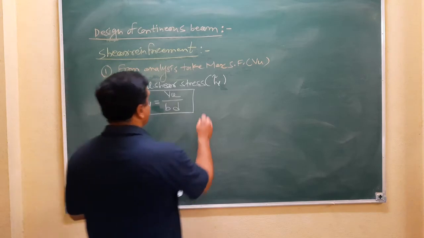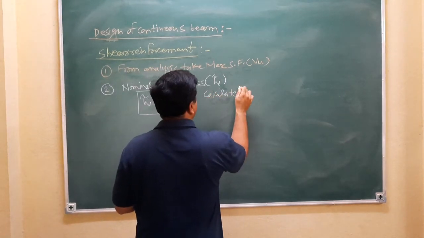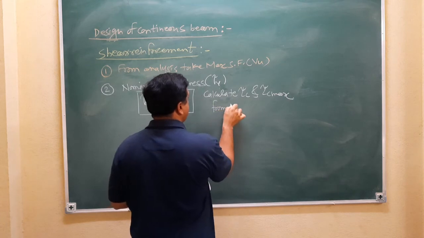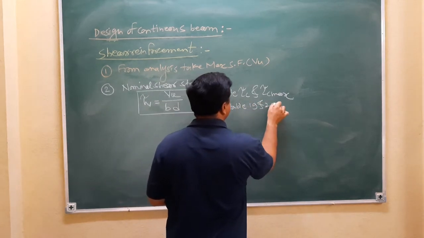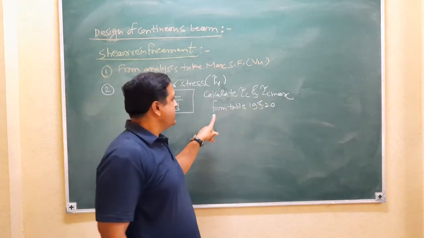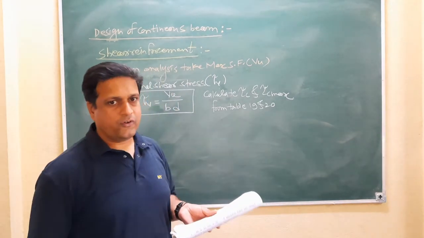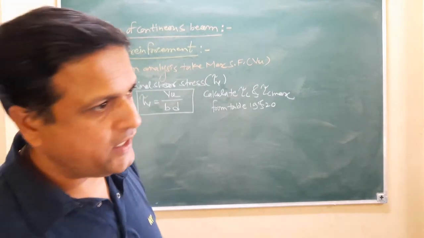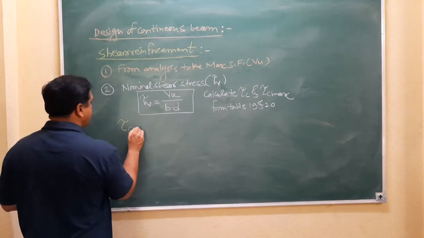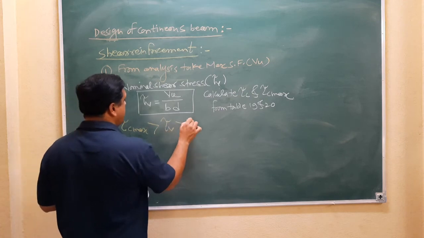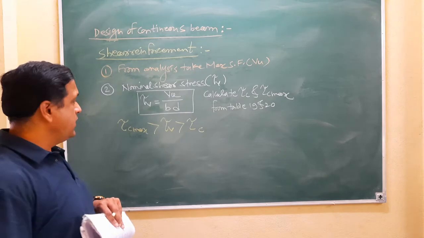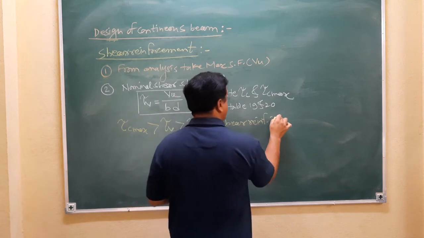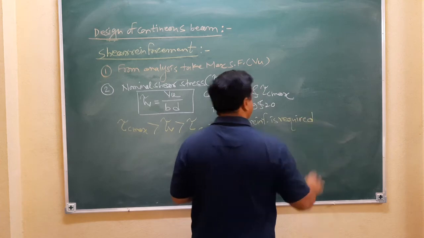Then calculate tau c and tau c max from table 19 and 20 respectively from IS 456. And compare these three stresses. So when tau c max is more than tau v, and tau v is more than tau c, shear reinforcement is required.